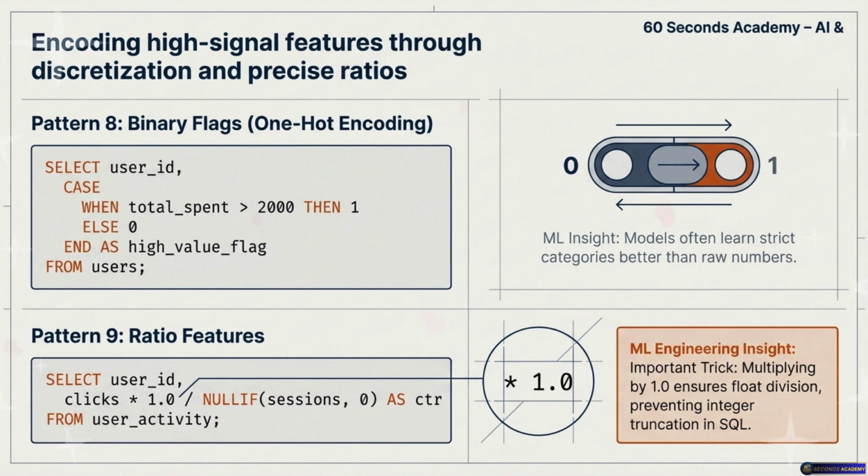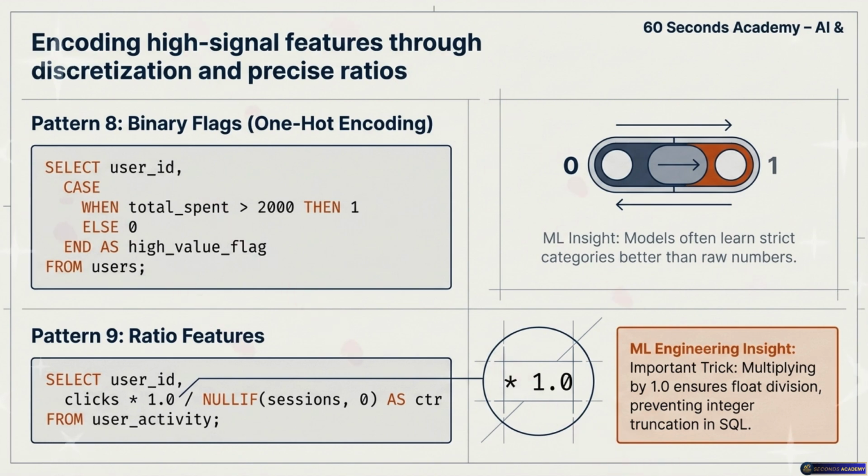Wait, really? So a highly engaged user with a 90% click-through rate, the database just registers their CTR as 0. Yes. Because 9 and 10 are whole numbers, it insists the result must be a whole number. So suddenly, your highly engaged user looks exactly the same to the ML model as a user who actually had 0 clicks. You have unintentionally blinded your model to their engagement.